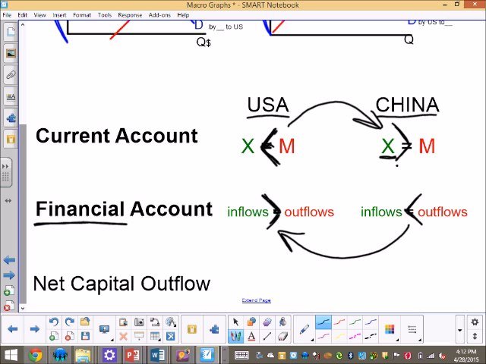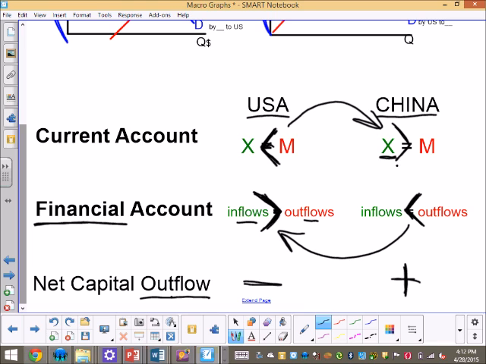And our net capital outflow needs to do what? It's negative for the U.S. So net capital outflow. What are outflows doing at the U.S.? What's bigger, outflows or inflows? Inflows is bigger, therefore net capital outflow must be negative. And China's outflows are bigger than its inflows, therefore the net capital outflows are positive. Easy stuff, but you definitely want to study and understand why these things happen.